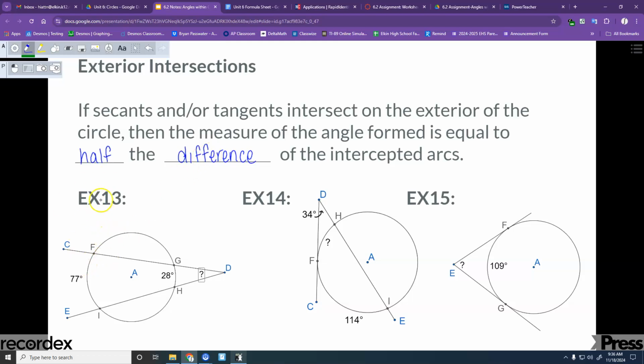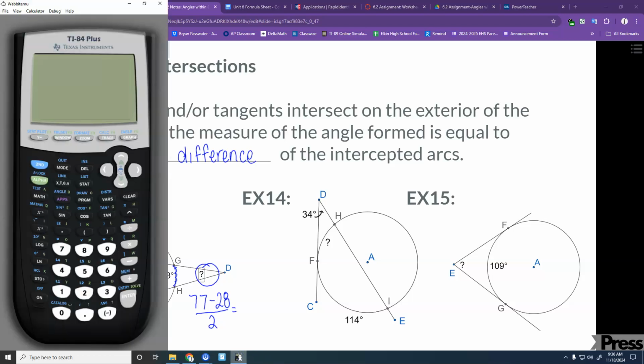So what you will do on this, if you are looking at example 13, and they give you this arc right here is 77, and this arc right here is 28, and they're asking you for this angle out here on the outside. Instead of doing 77 plus 28 divided by 2, you will do 77 minus 28 divided by 2. So it's half of the difference. And so if we grab our calculator really quickly, 77 minus 28 divided by 2, we will get 24.5.